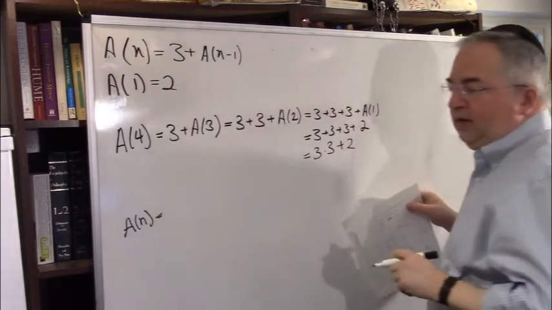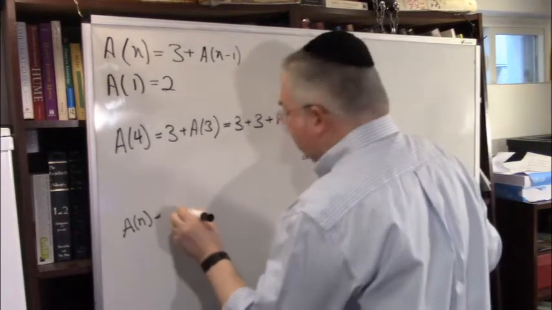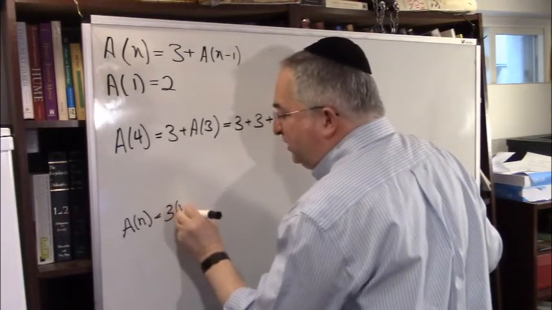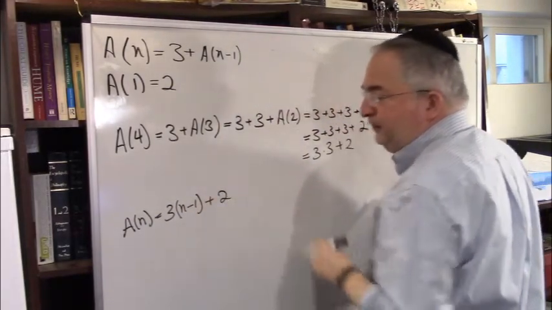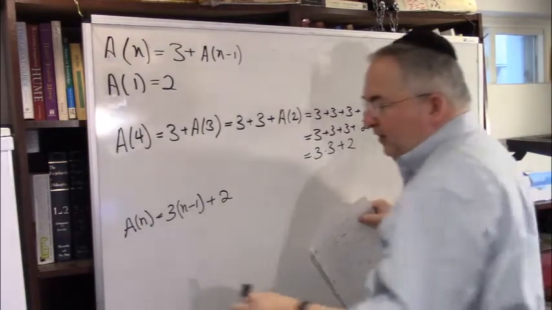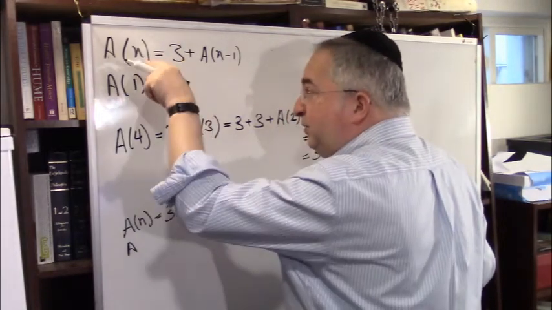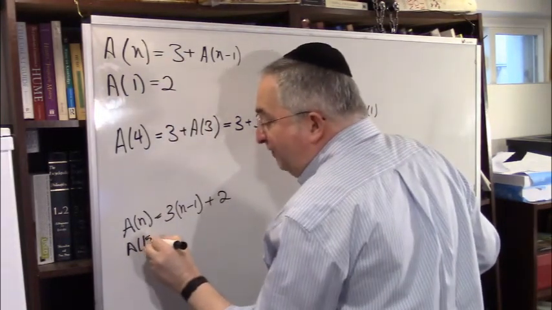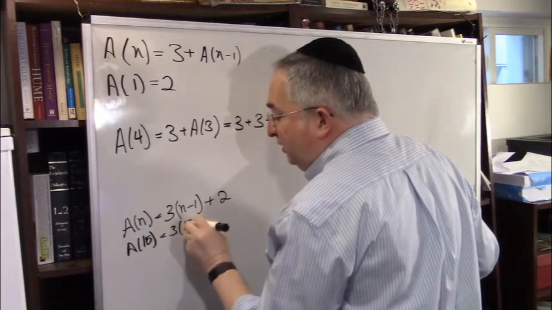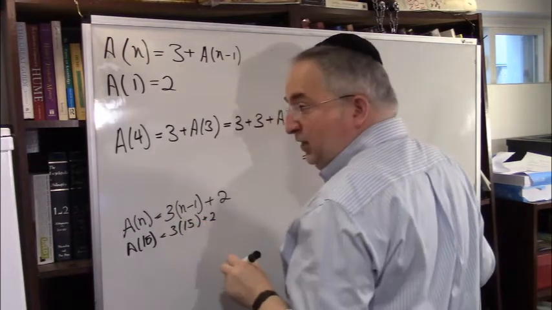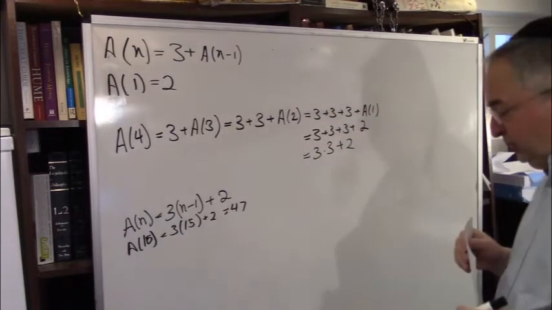What's A of n? Every time you go down till 1, you're going to multiply by 3. So it's basically 3 times n minus 1. And don't forget the last thing, which is plus 2. Now, very simply, I can figure out what A of 16 is, because now this is a function, not a recurrence formula. I plug in and get 3 times 15 plus 2. 3 times 15 is 45, plus 2 is 47. So it's very easy to calculate. We like functions, and that's why we do it.